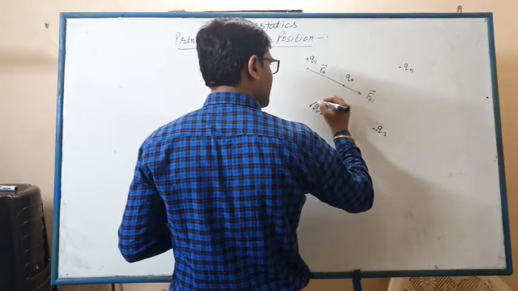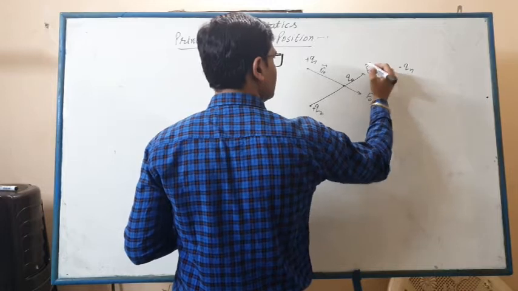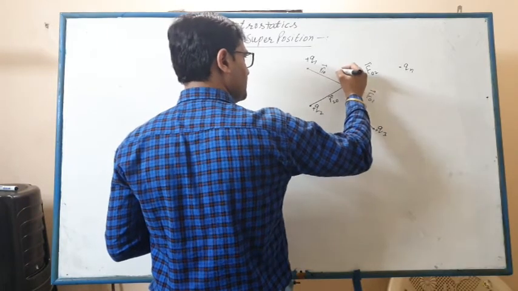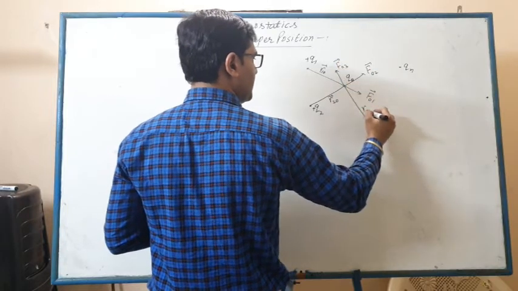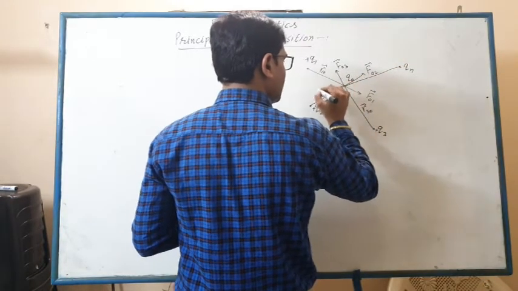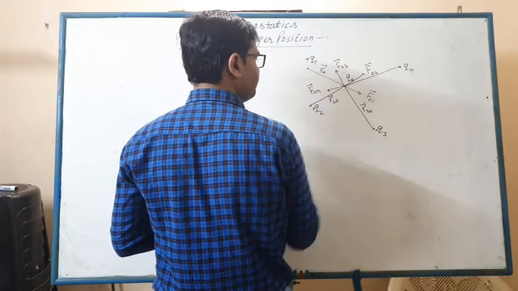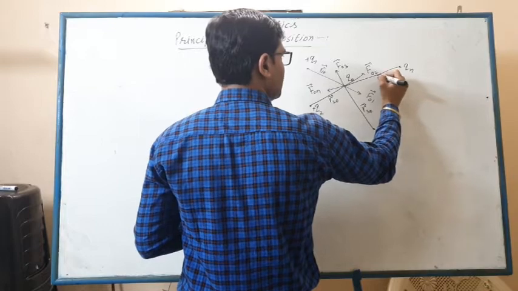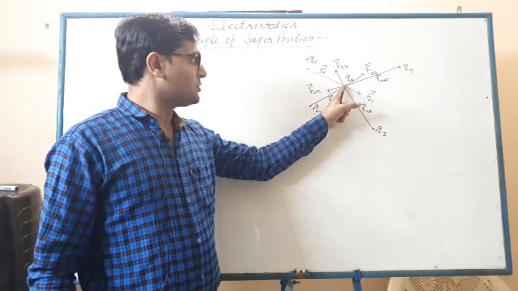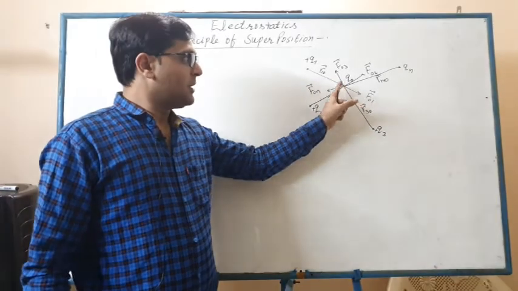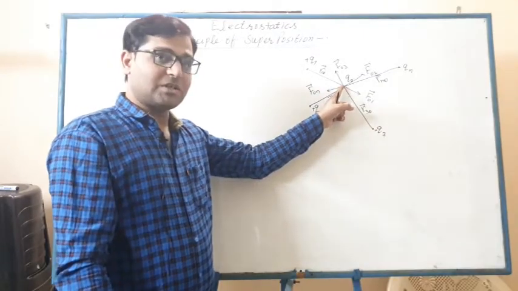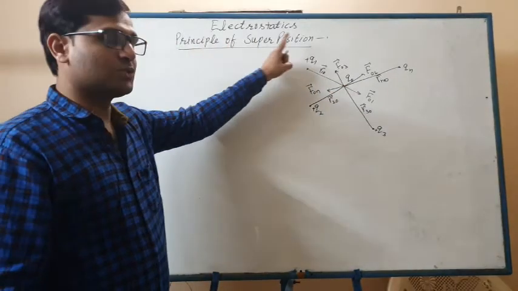And similarly this one, F02, with R20. In the same way, due to this, F03, the R30 position vector, and due to this, F0n with Rn0. So these are the multiple forces, and these multiple forces are exerted on the single charge Q0. The sum of all these forces experienced by this charge, that is known as the principle of superposition.